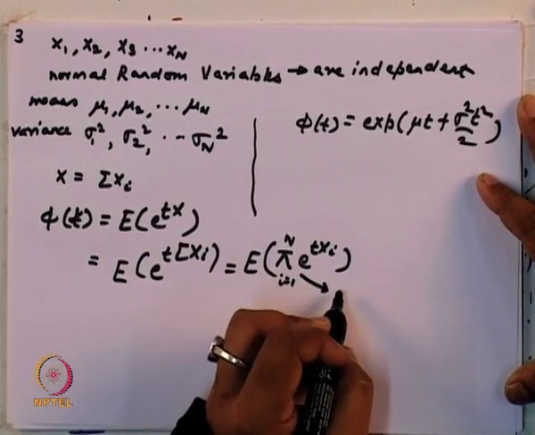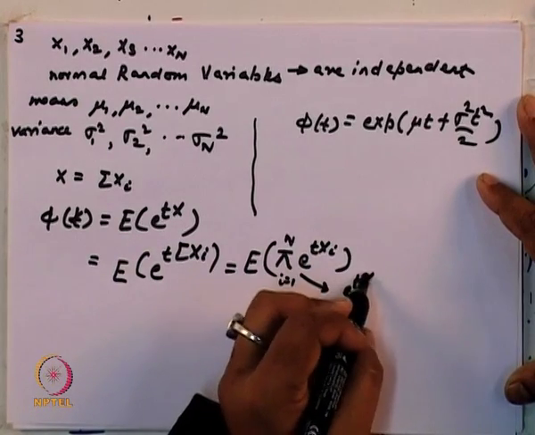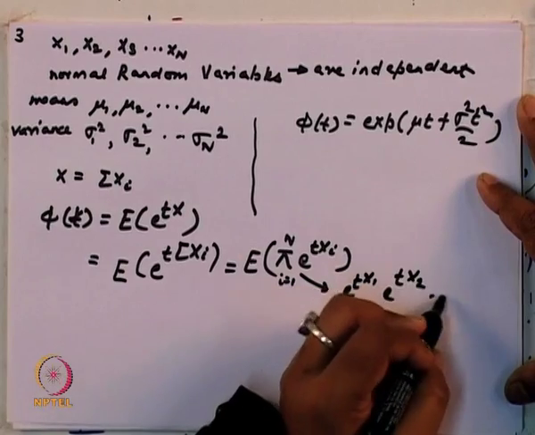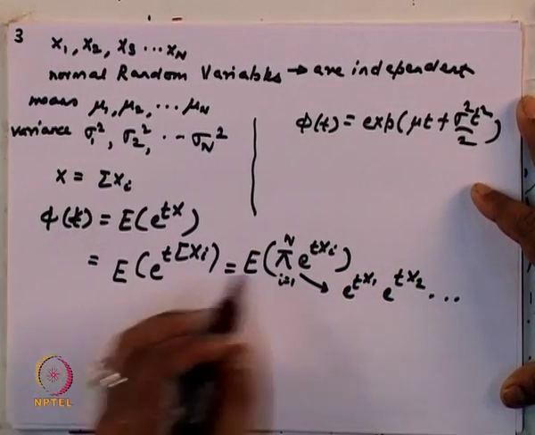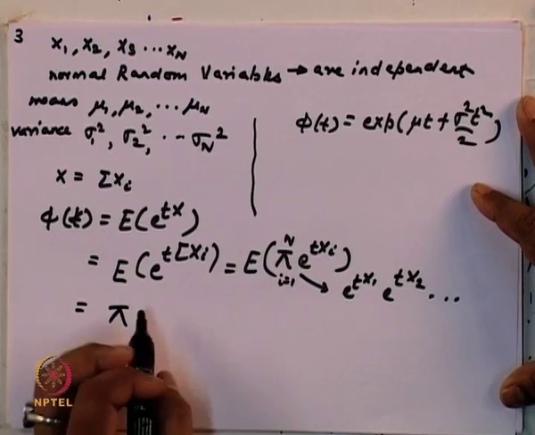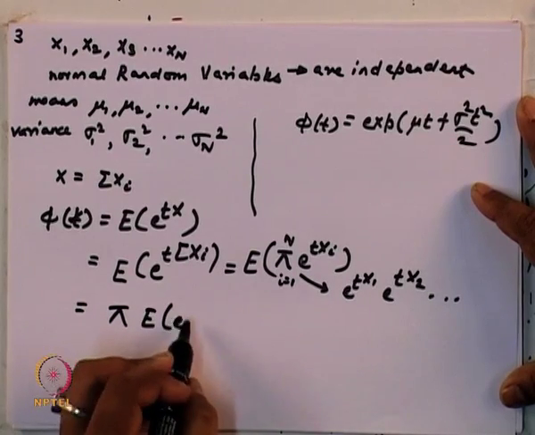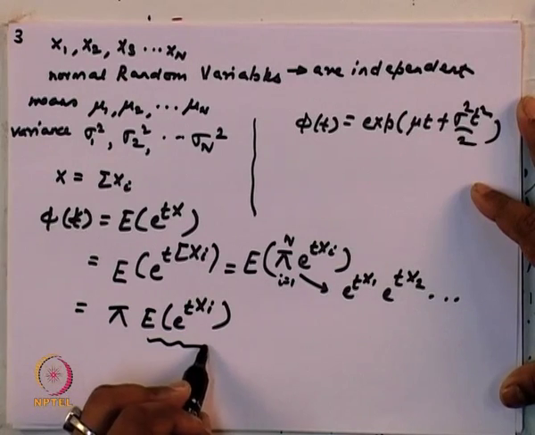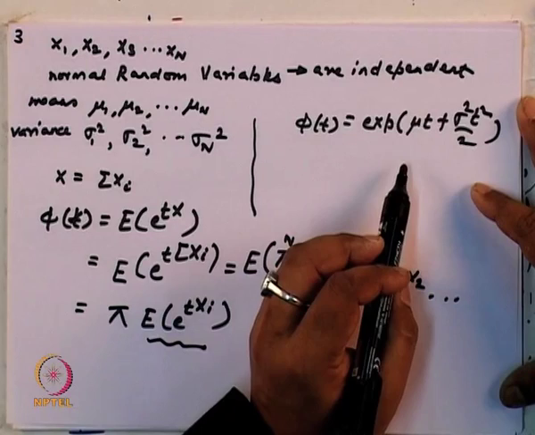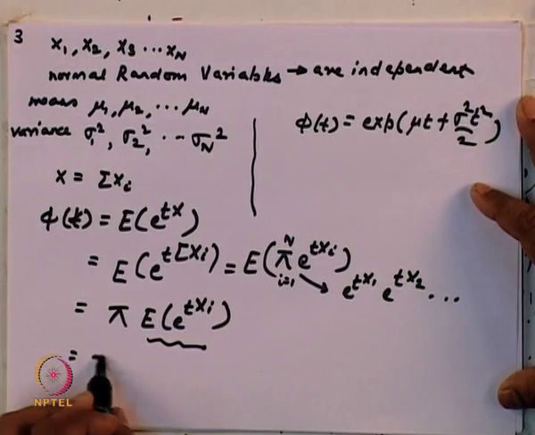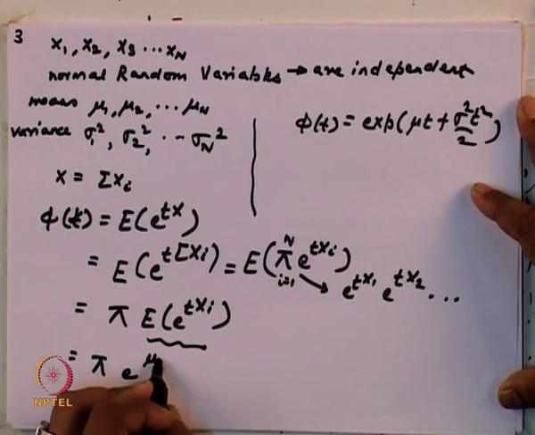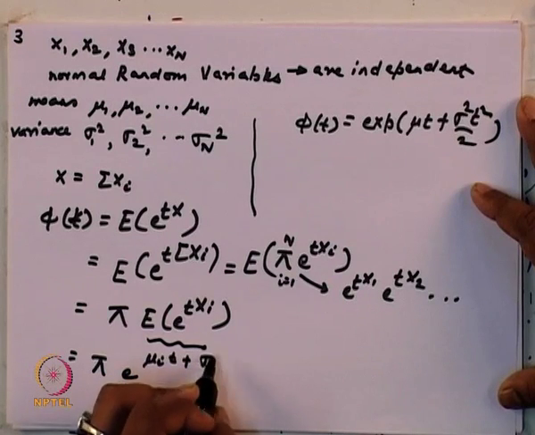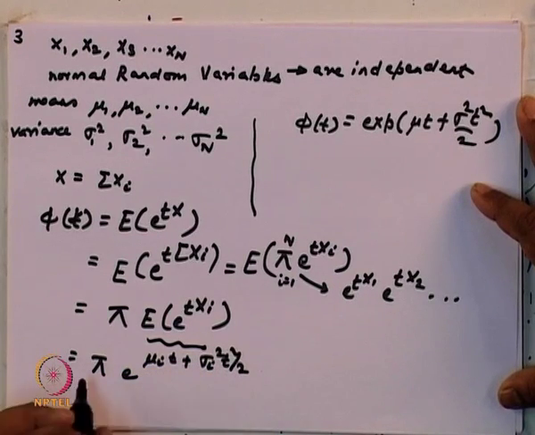So pi is nothing but the product, that is, e to the power t x1, e to the power t x2, and so on. I can take this product out and write it as the product of the expectation of e to the power t xi. And for this I know that phi of t gives you this expression. So this is nothing but the product of e to the power mu_i t plus sigma_i square t square by 2, and you have a product.